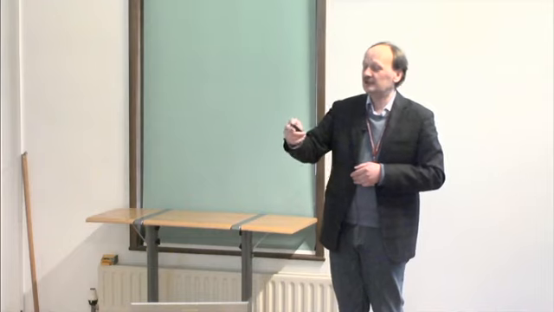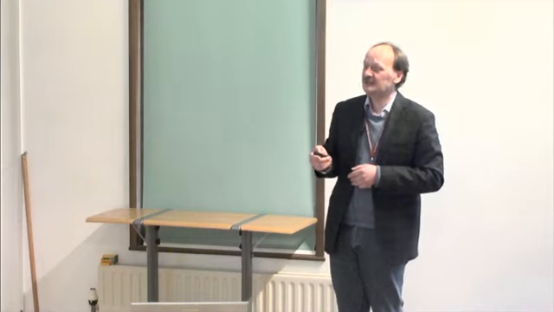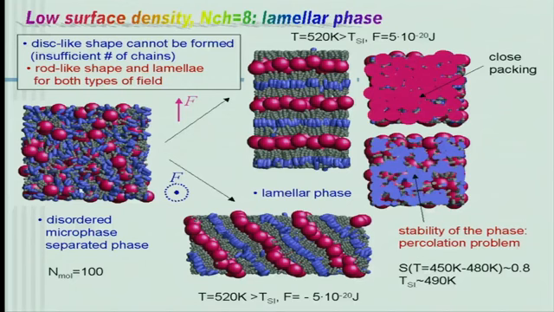This basically works nicely, say, for the system with 8 chains, so a small number of chains. If we start from the disordered phase, we have a very nice asymmetric self-assembled layer. But if we induce the planar field, then still we get the symmetric layer because we have an insufficient number of chains to make the disk.